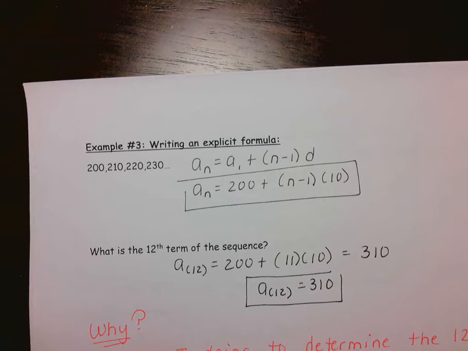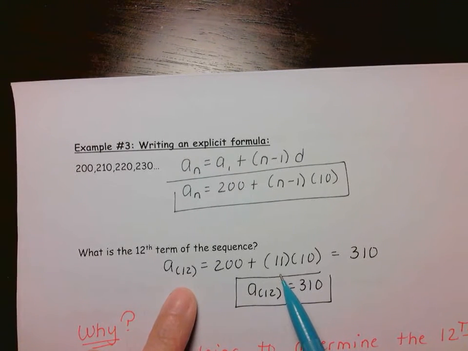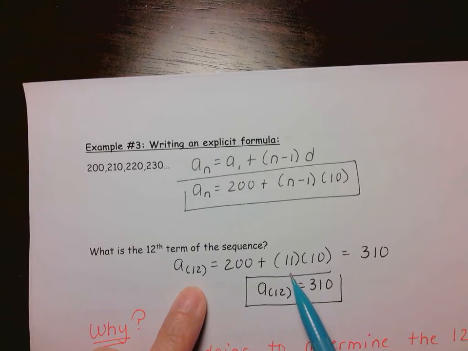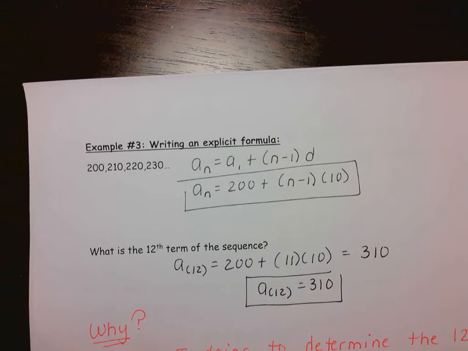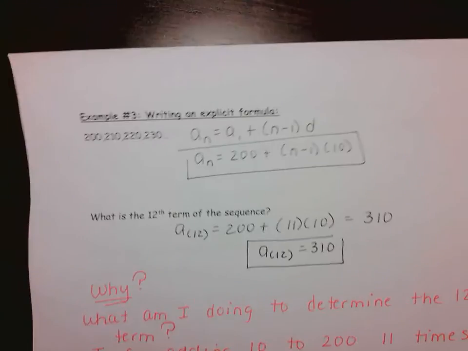Well, why? What am I doing? I'm saying A of 12, or the value of the 12th term, equals the value of my first term, which is 200, plus 11 times my common difference, which is 10. Why am I picking 11? Because I'm trying to find the value of my 12th term. And so, if n is 12, n minus 1 is 11. Well, let's talk about why. If you understand why, it's not as hard as it looks.